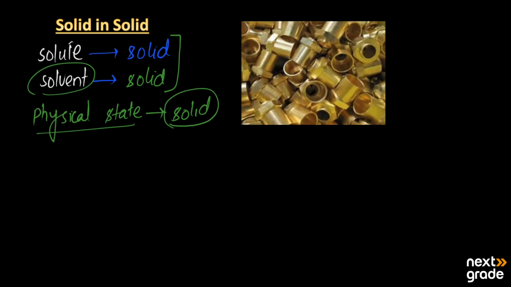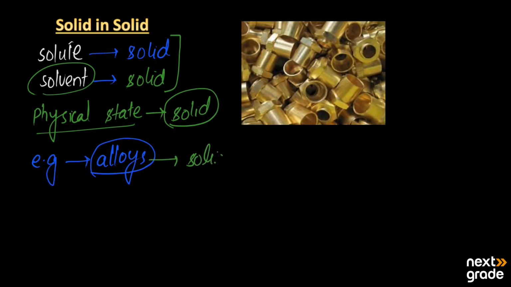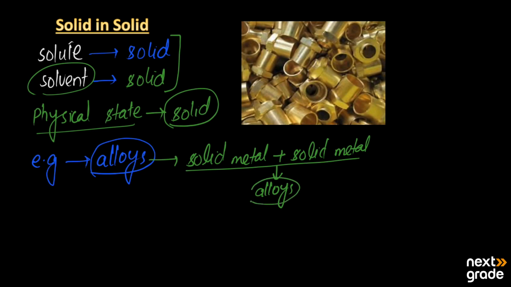A very common example of the solution of solid into solid is alloys. Now the word alloys shows that when a solid metal is dissolved in another solid metal, this type of solution we call solid into solid, and their products are known as alloys, and this process we call alloying. A very simple example of alloys, and the number one alloy we have, is brass.